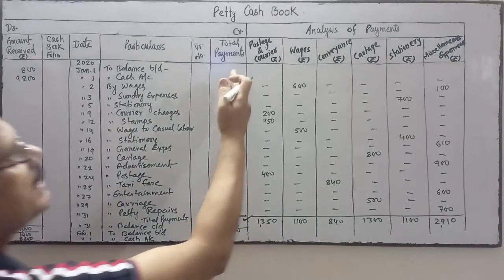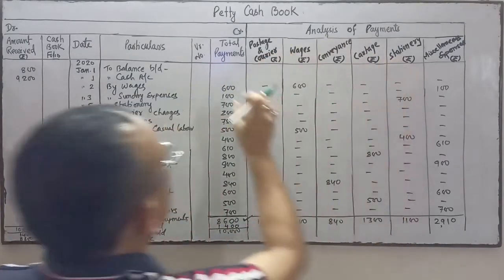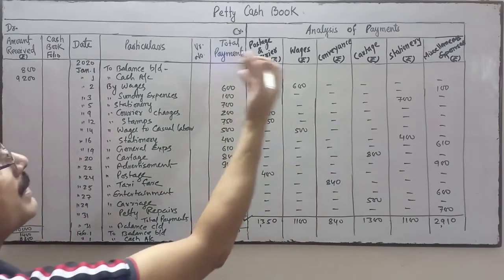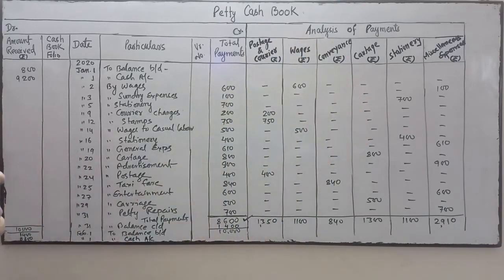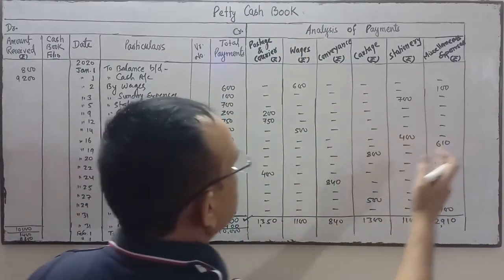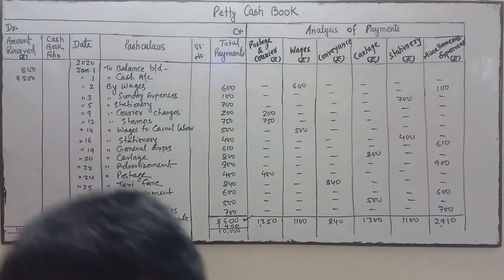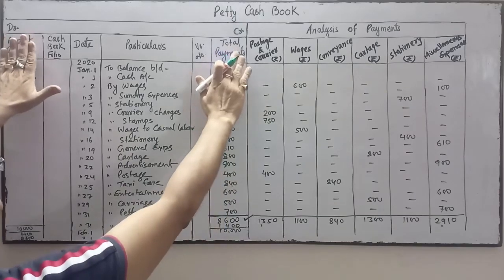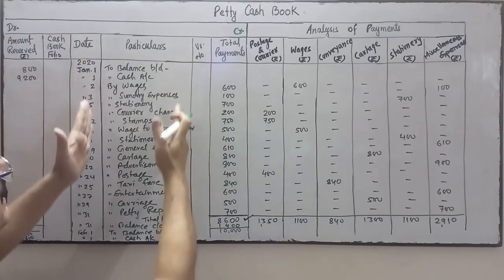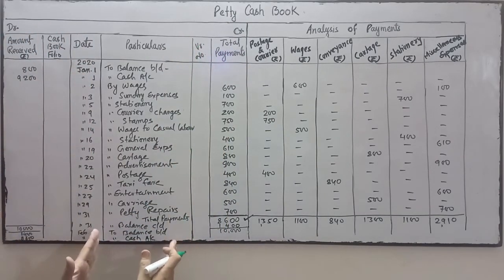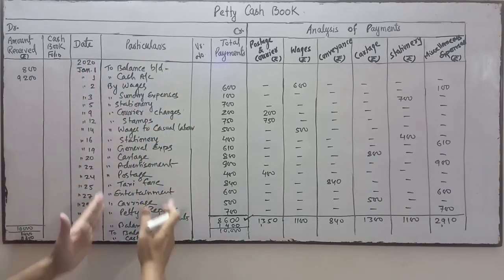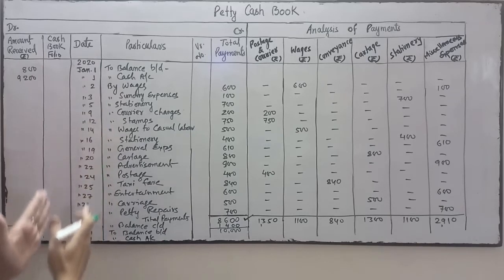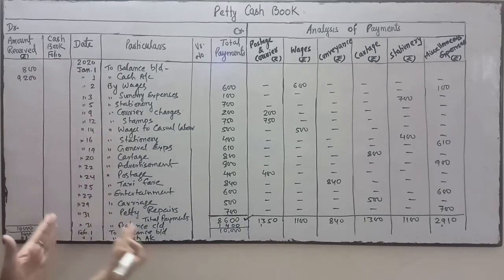So this side is your analysis of payment, what you have paid. Now you analyze which particular heads each comes under. So we will complete this side first. This is your receipt, this is your payment. The particular column will be the same for receipt and payment; there is only one column for both. The date column is also one for both receipt and payment.